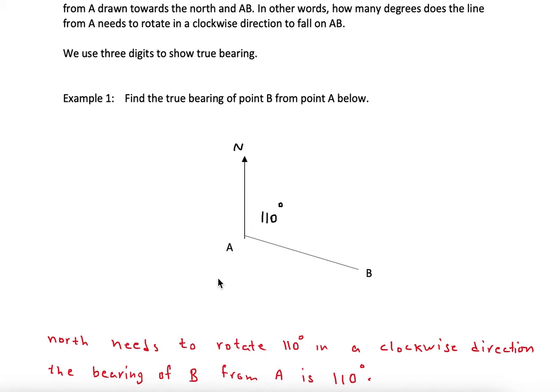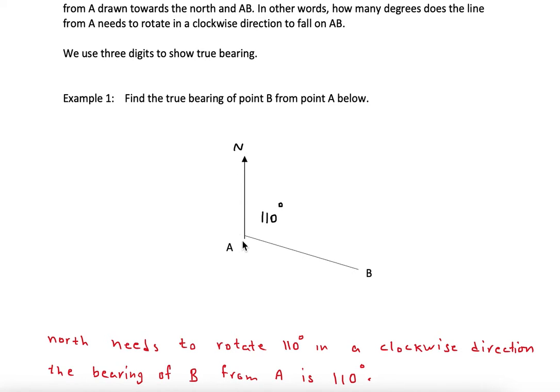To be more accurate, when I want to find the true bearing of point B from point A, I draw a line from A towards north. So this line from A is drawn towards north because I want to find the bearing of B from A. From the second point, you draw a line in the direction of north.